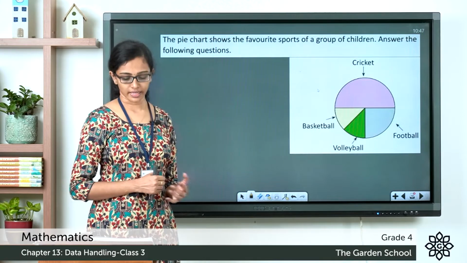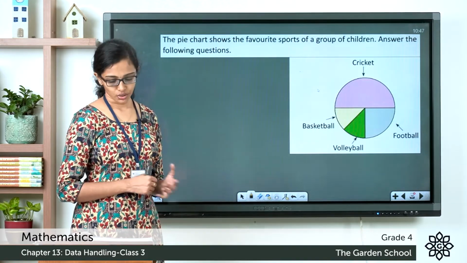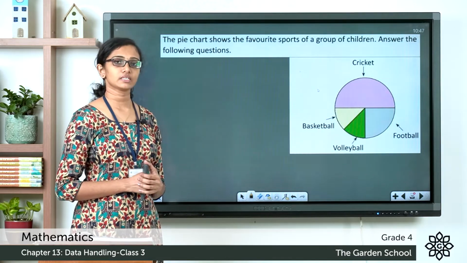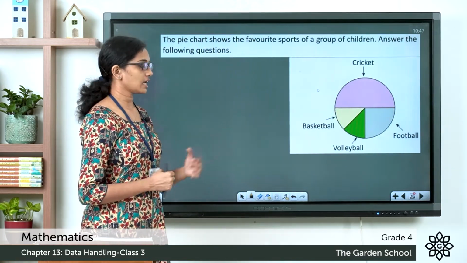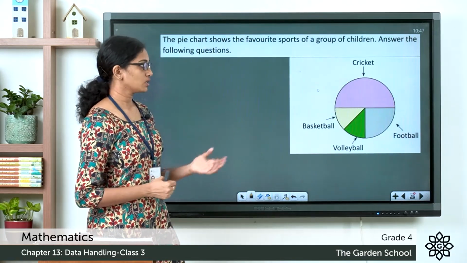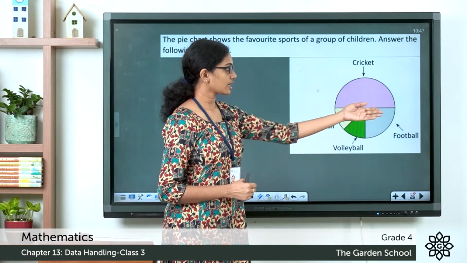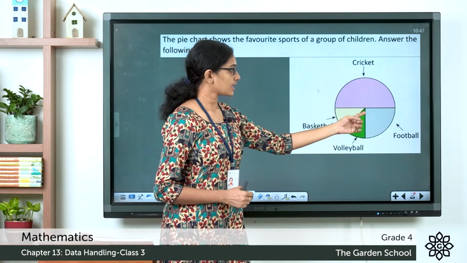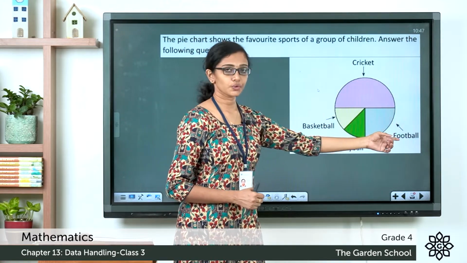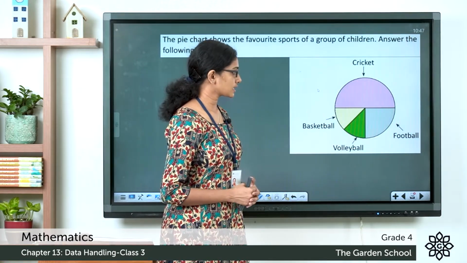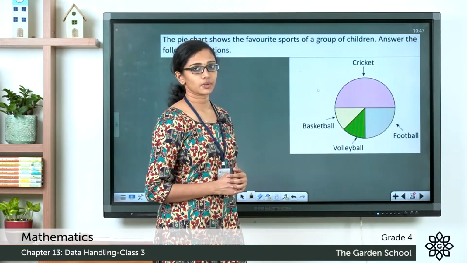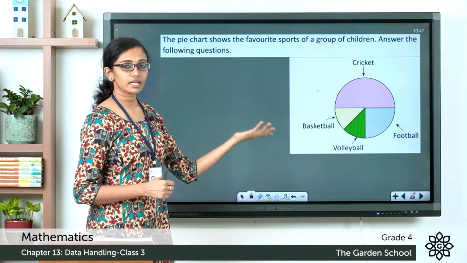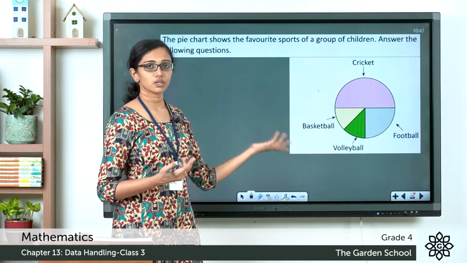This is also from your textbook. The pie chart shows the favorite sports of a group of children. Answer the following questions. So here you can see a pie chart. Let's have a look at it. There is this pie chart, and half of it is marked for cricket, and 1/4 is representing football, 1/8 is representing volleyball, and the other 1/8 is representing basketball. So this is the pie chart that shows the favorite sport of a group of children.